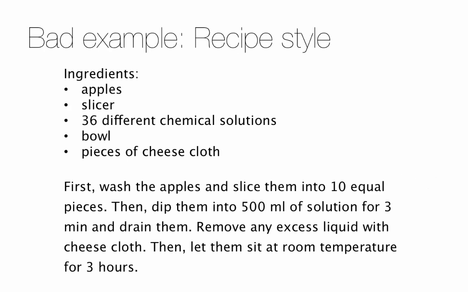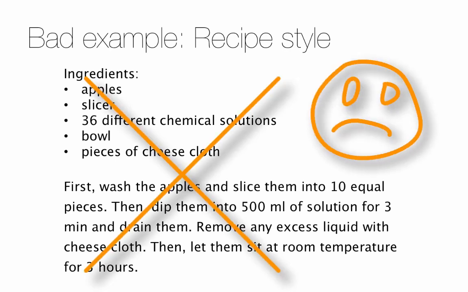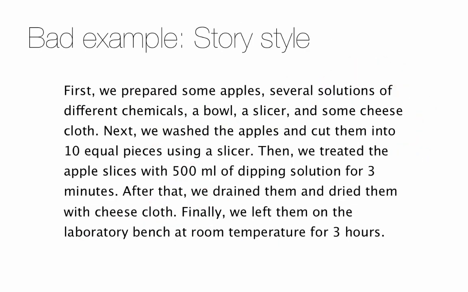I took one of the paragraphs from the Apple paper and I rewrote it in kind of a recipe style. So here I listed the ingredients, okay? Ingredients: apples, slicer, 36 different chemical compounds, bowls, pieces of cheesecloth. This is terrible. And then notice here I used the recipe style to write it. This is also terrible. First, wash the apples and slice them into 10 equal pieces. Then, dip them into 500 milliliters of solution for 3 minutes and drain them. Remove any excess liquid with cheesecloth. Then let them sit at room temperature for 3 hours. This is terrible. This is a recipe style, so don't use this. Don't use the command style when you write your paper.